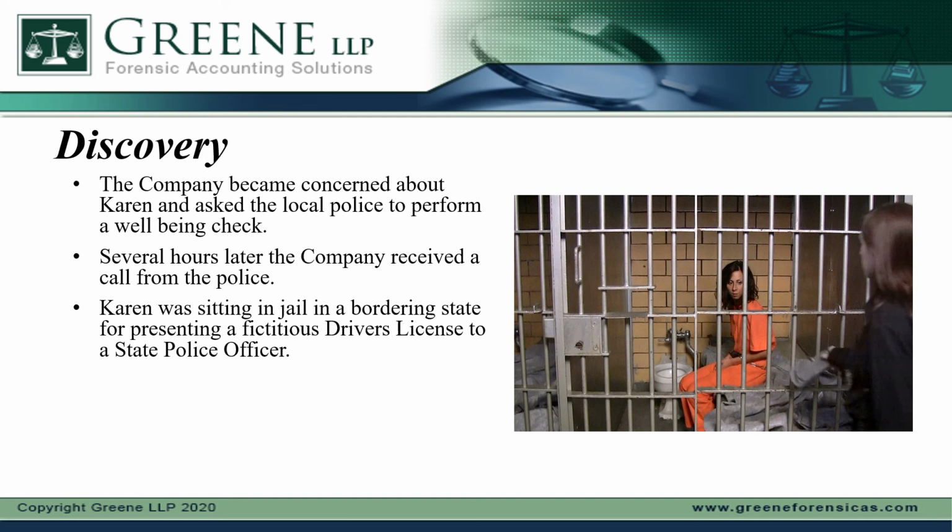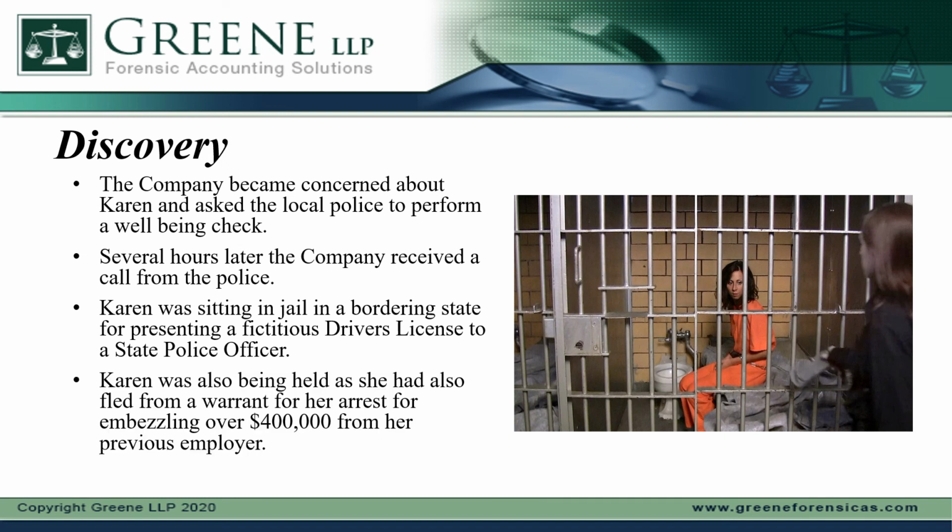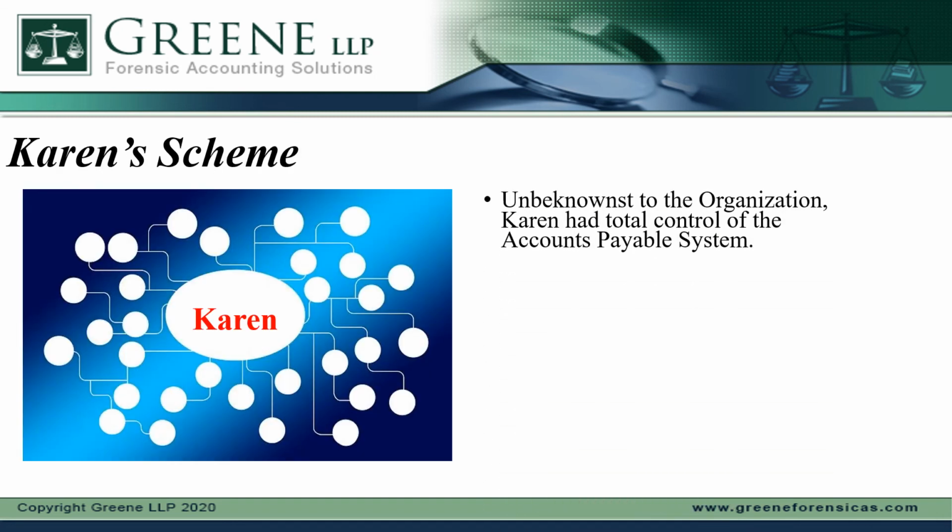Karen gave the police officer a fictitious driver's license that was issued by another state, which he immediately recognized as being suspicious. The reason that Karen used the fictitious driver's license was that she was wanted in the particular state she was arrested in for embezzling over $400,000 from her previous employer. Management retained us to determine if Karen in fact had embezzled from them as well.